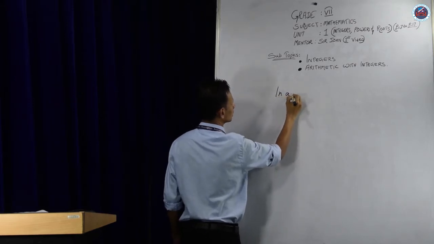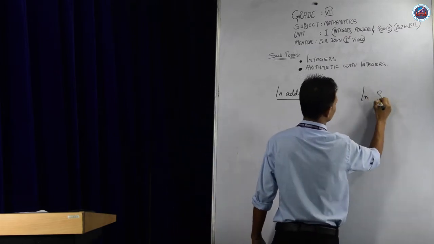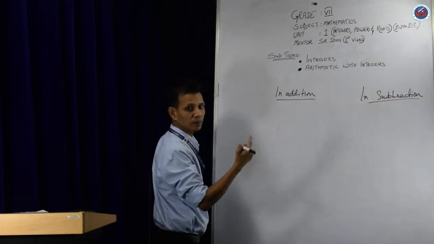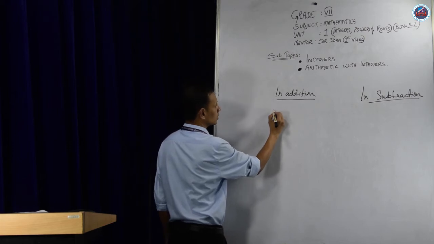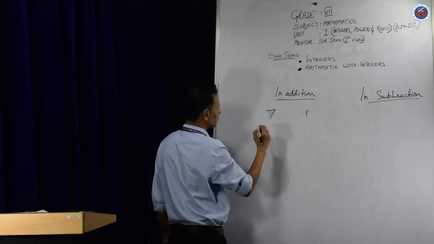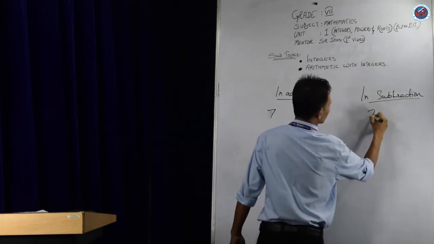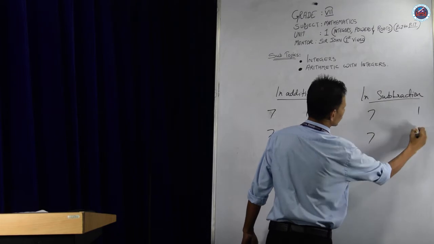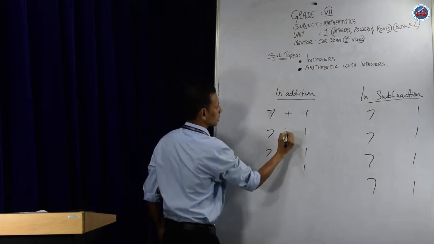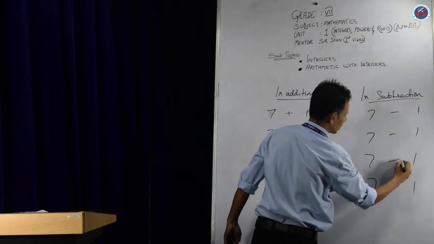Please observe this properly. I'll take small numbers just to make the concept clear: 7 and 1. In the addition case, I'll write here, and in the subtraction case, the same 7, 1. In addition, you know there will be a plus sign. Is that clear? In subtraction, it is very simple: there is a minus sign.